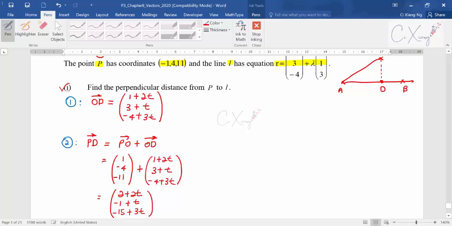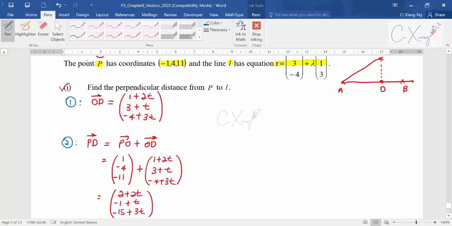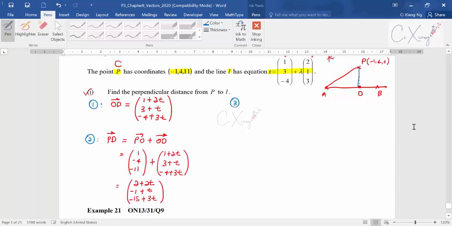Okay, so this is my second step. You find the vector for PD already. Then now I proceed to the third step. Since PD and AB are perpendicular to each other, we will put PD dot AB equals 0 because they are perpendicular.